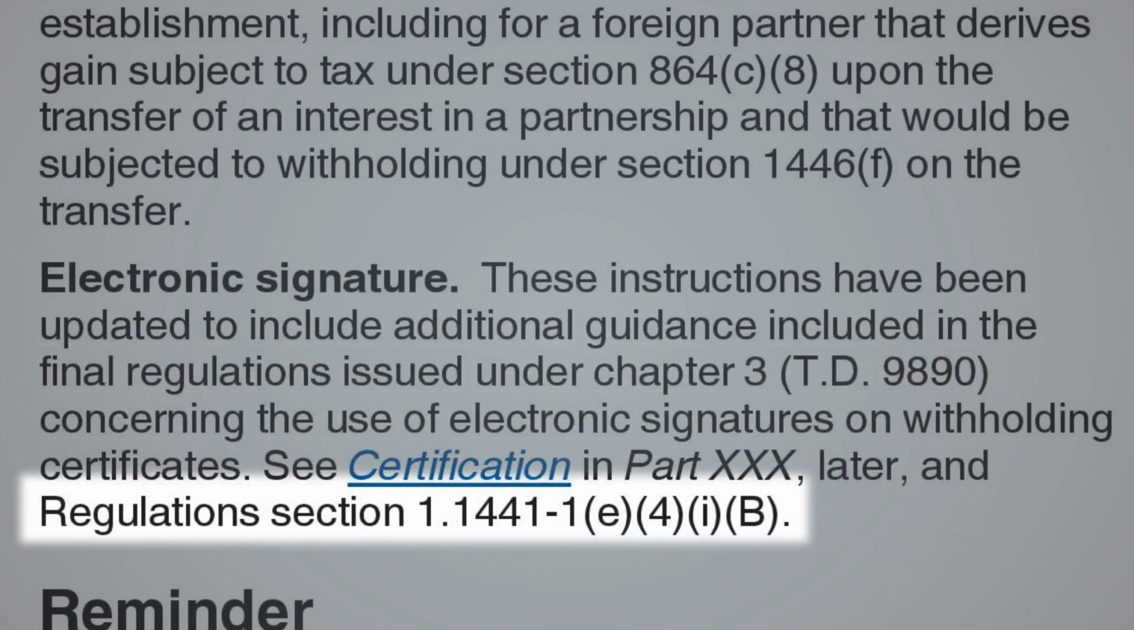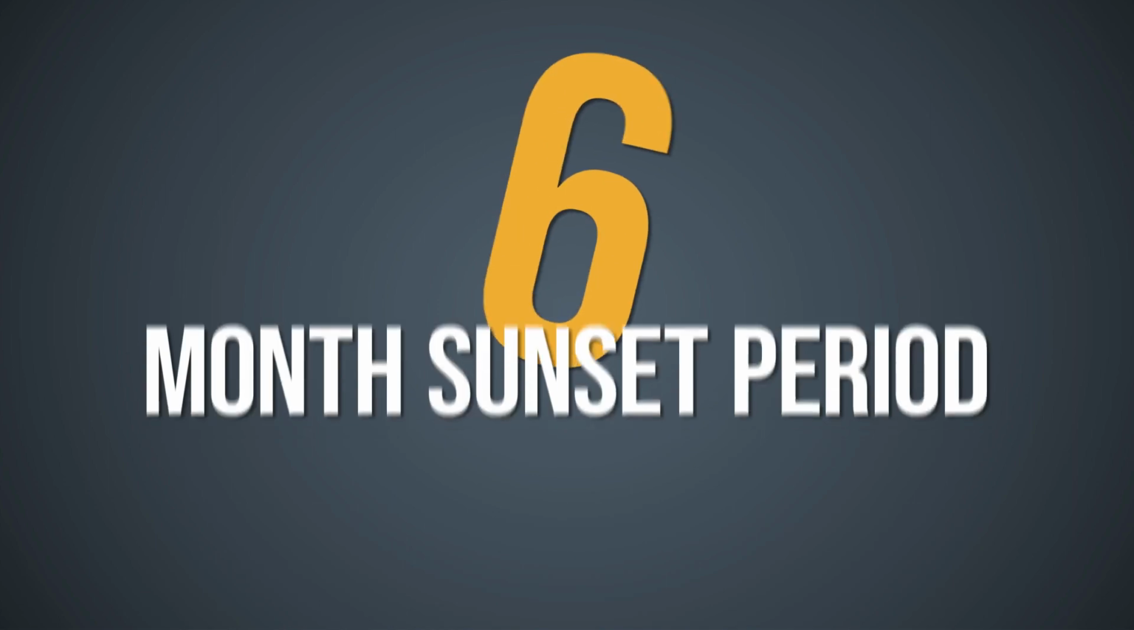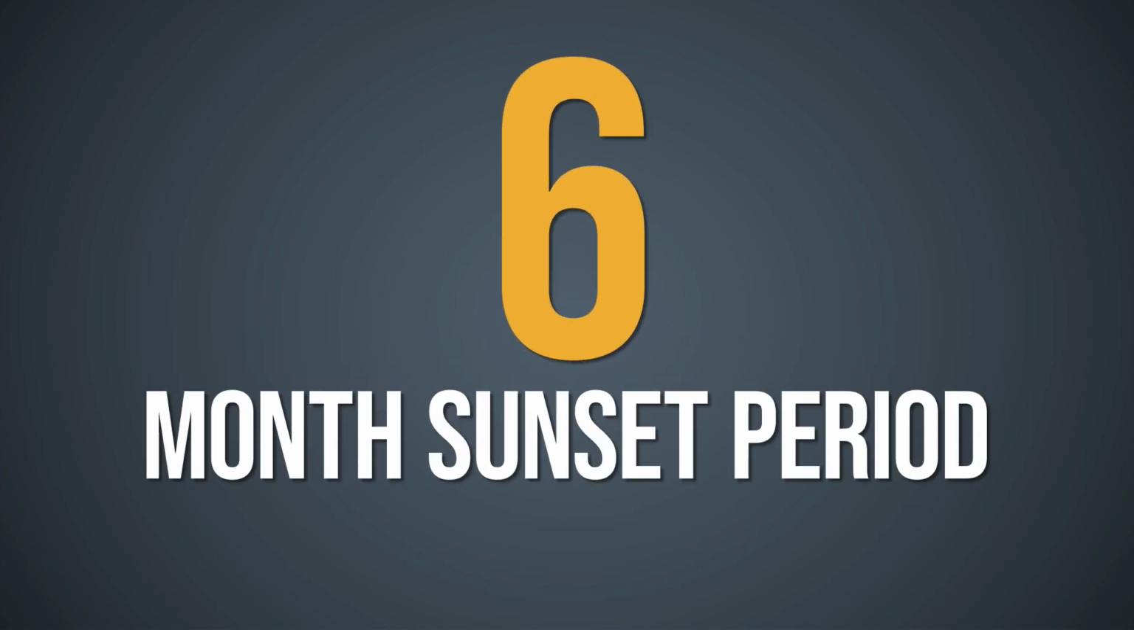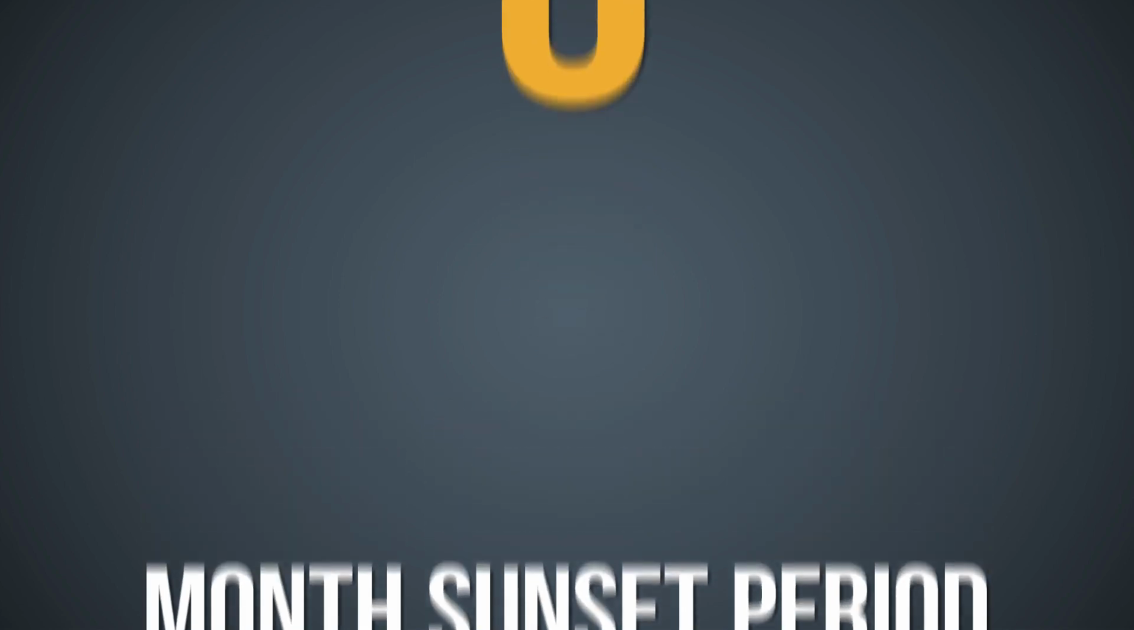The instructions also include a reference to Regulation Section 1.1441-1(e)(4), Part 1(b). Generally speaking, you have a 6-month sunset period, allowing a 6-month transition period to newly released forms.